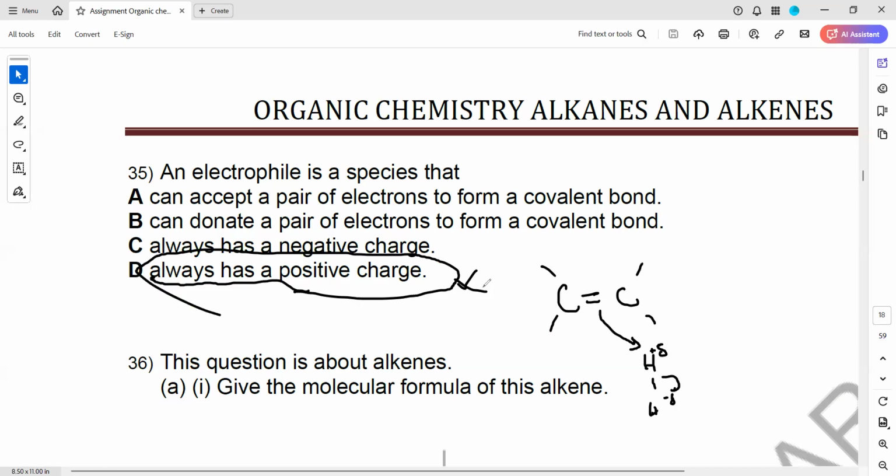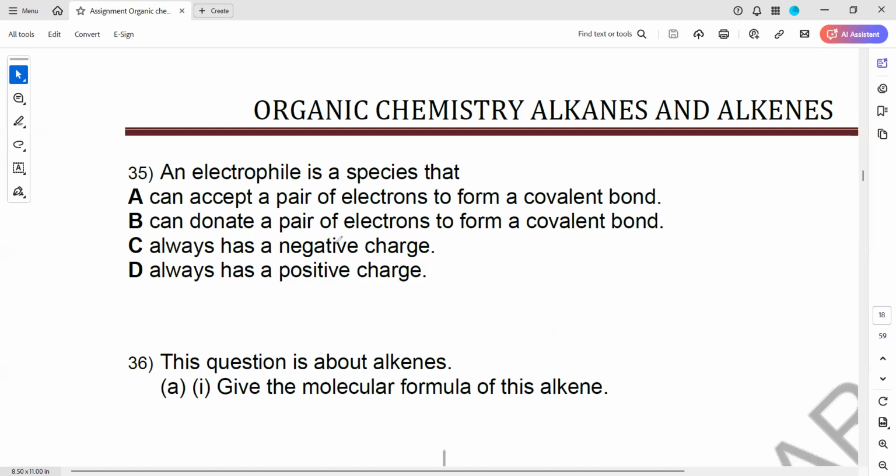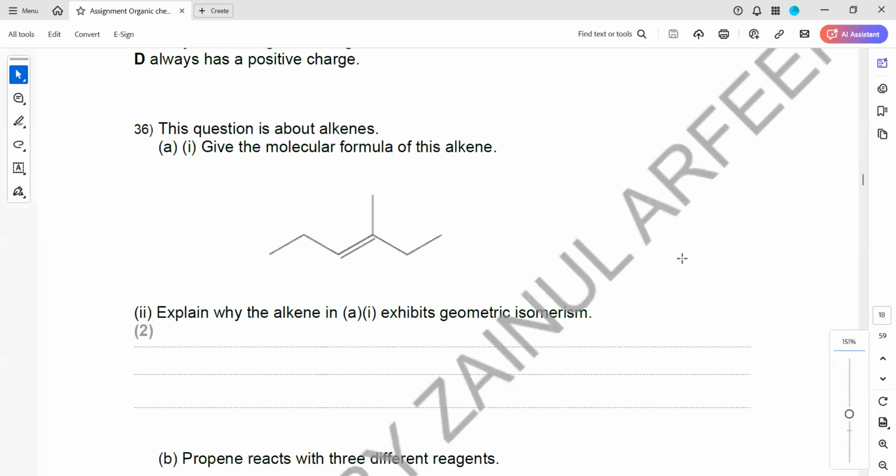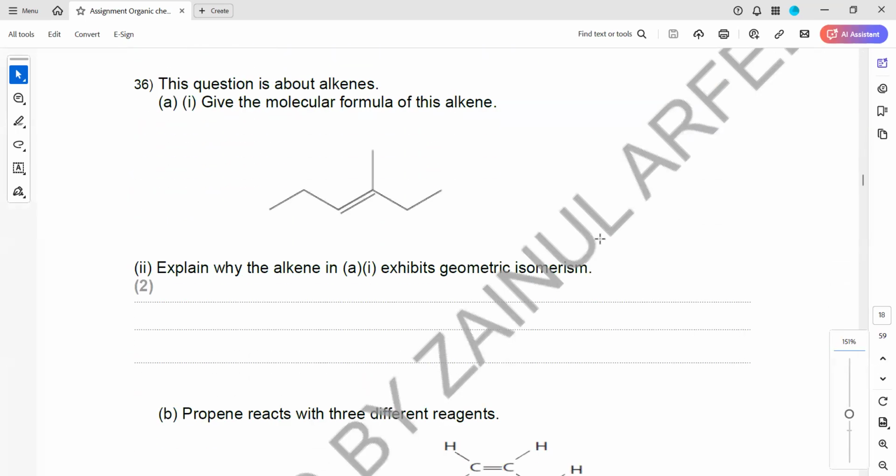So what is always true? It always tends to accept a pair of electrons. So C is totally wrong. C is actually a negative ion. A negative ion is attracted towards the positive center. So they are not electrophiles, they are nucleophiles. And nucleophiles should not necessarily have a negative charge. They should always have a lone pair. The definition of a nucleophile is that it has a tendency to donate a pair of electrons, so they always have the lone pair, not the charge.